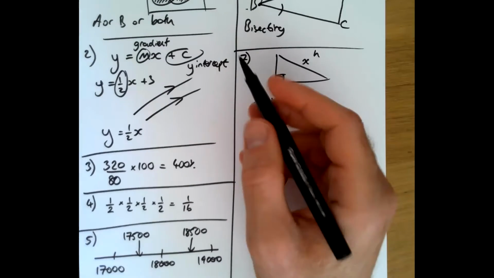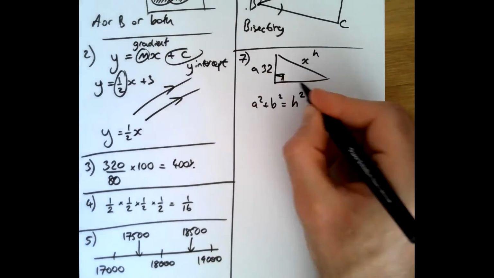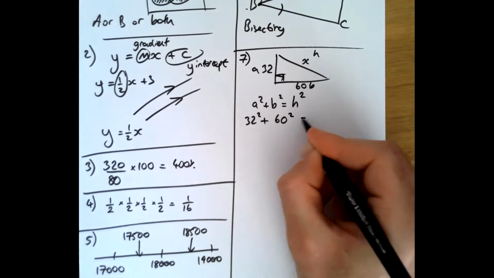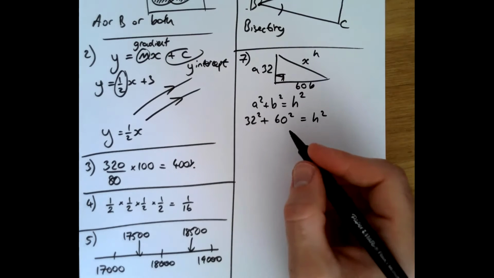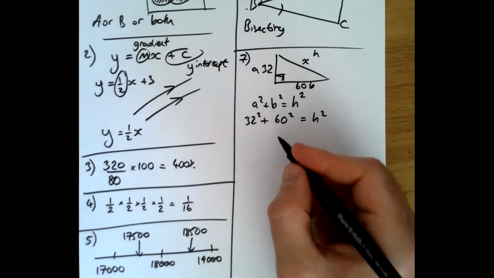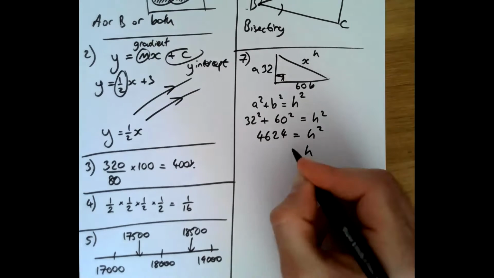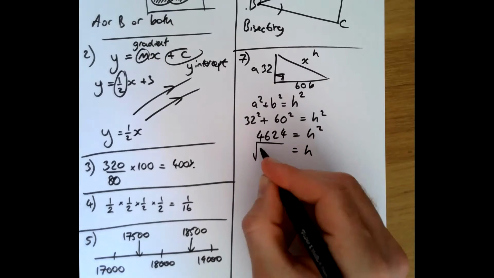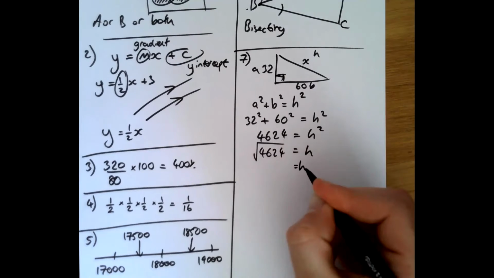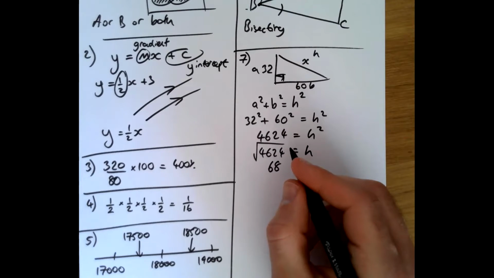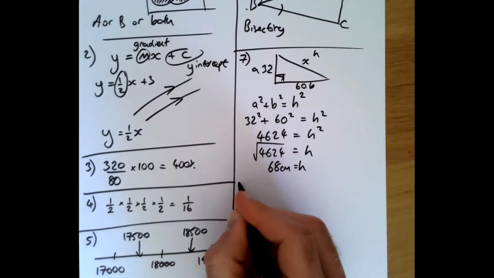So let's say that 32 is a, and 60 is b. 32 squared add 60 squared equals h squared. Add those up, may as well just type it in. So 32 squared add 60 squared is 4,624, which is h squared. The opposite of squaring something is square rooting. Again, just type that into your calculator and you get 68, and the units are centimeters. So that should be fairly straightforward.